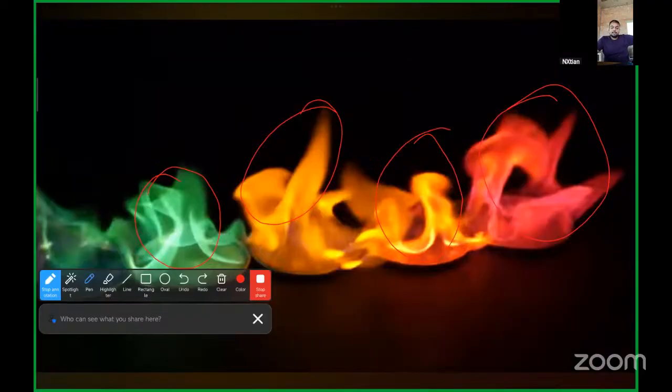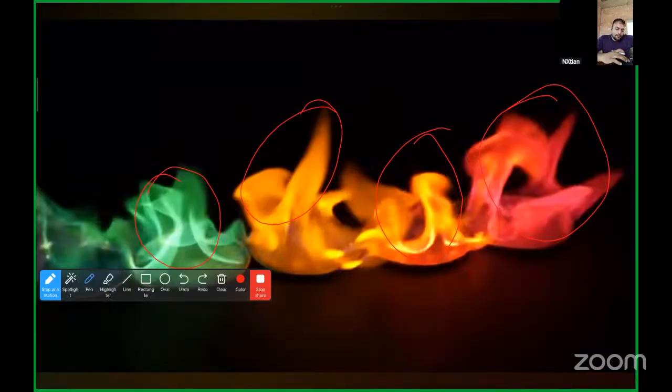Are you getting this? Everyone got this? Say yes or no. Yes, sir. Yes, sir. Okay. These different colors are basically the whole rainbow.